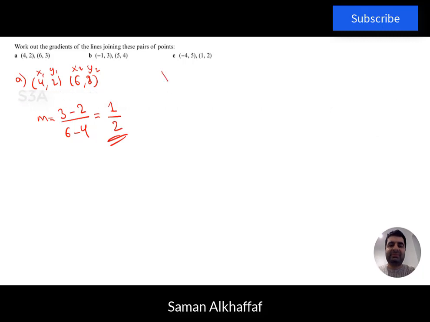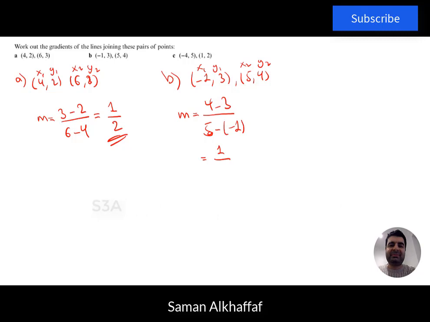Now for part B, we will have a similar scenario. The first point is (-1, 3), so that's x1, y1, and we also have (5, 4), so that's x2, y2. So the gradient will be 4 take away 3 over 5 take away -1. So 4 take away 3 is 1, and over 6, and this will be our answer.